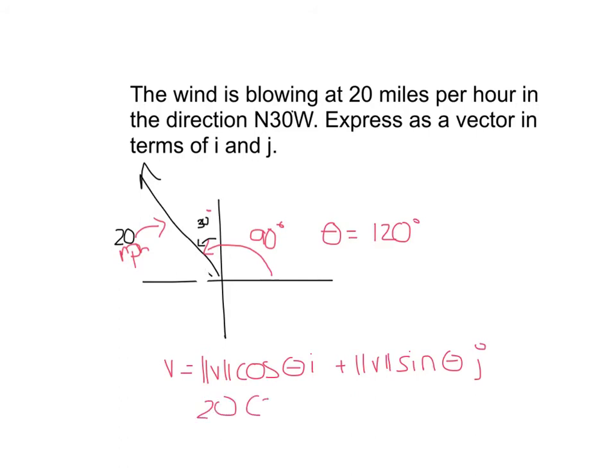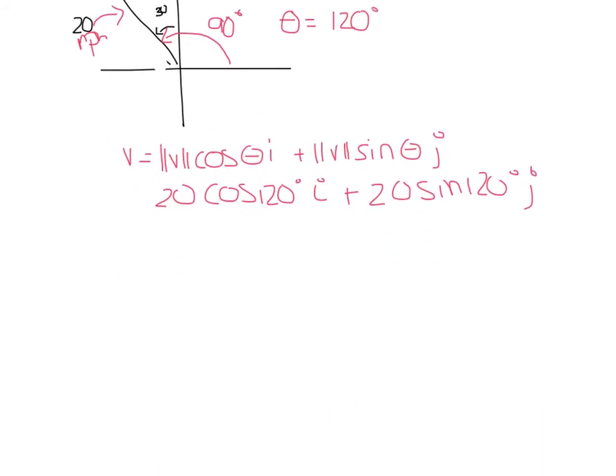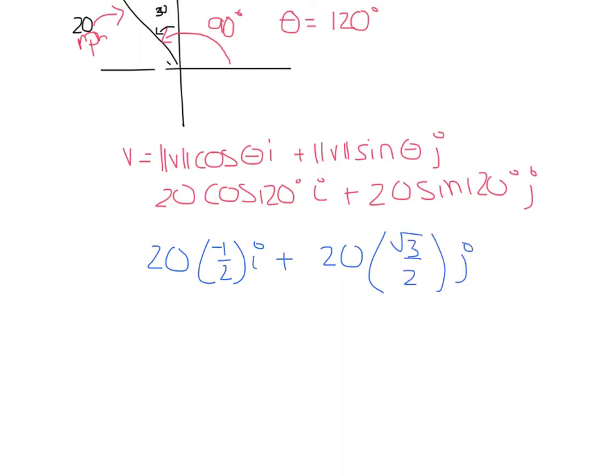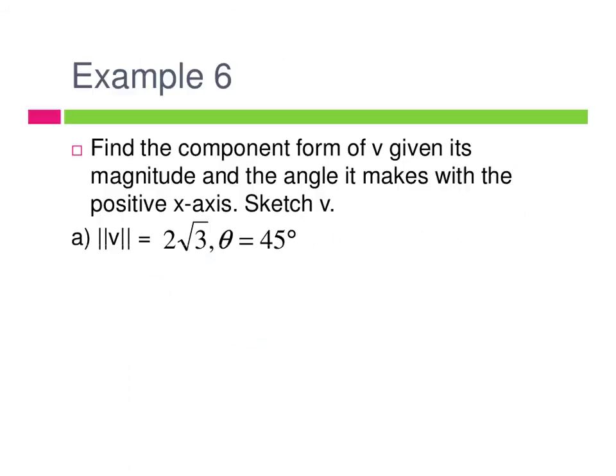So here we have 20 cosine 120 degrees i plus 20 sine 120 degrees j. And 120 degrees, that's from the unit circle, so I'm going to substitute values from the unit circle. Cosine 120 is negative one half, so negative one half i, plus 20 times sine 120 degrees, which is root 3 over 2, j. Let's simplify: we get negative 10 i plus 10 root 3 j. So the wind's velocity can be expressed in terms of i and j as vector V equals negative 10i plus 10 root 3 j.